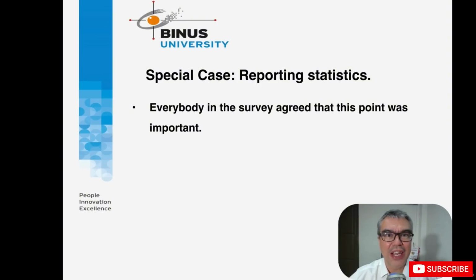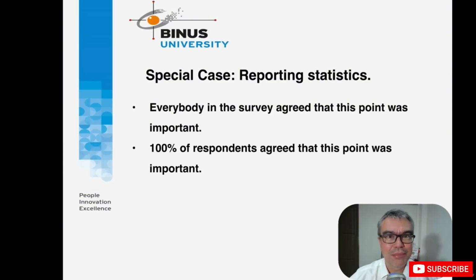Everybody in the survey agreed that this was an important point. Alternatively, 100% of respondents agreed that this point was important. So these two sentences are in the active, and the second one is a bit more objective, a bit more formal, so that is a better style than the first one.